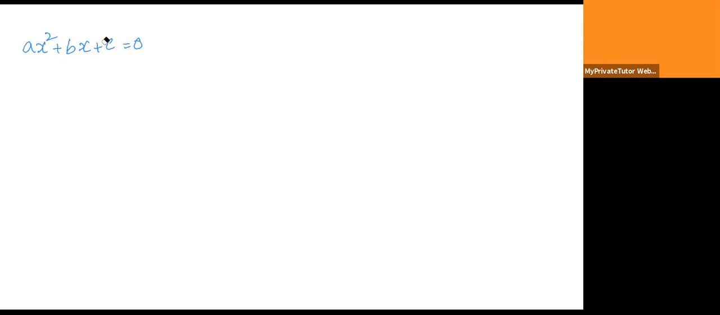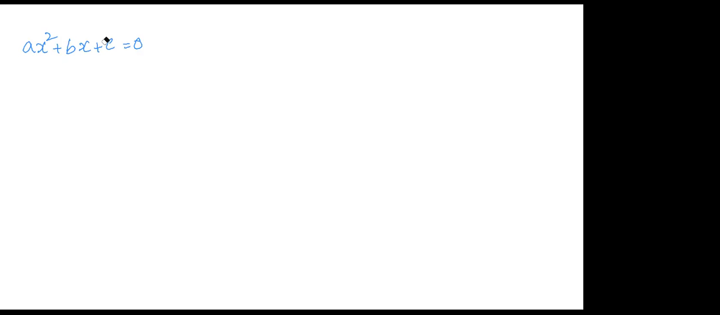So the question is 2x squared plus 3x minus 14. How to find the factors of this question? Anyone? Okay, I'm writing x here, sorry. Yes sir, we can solve this by using this formula: minus b plus or minus the square root of b squared minus 4ac, over 2a.